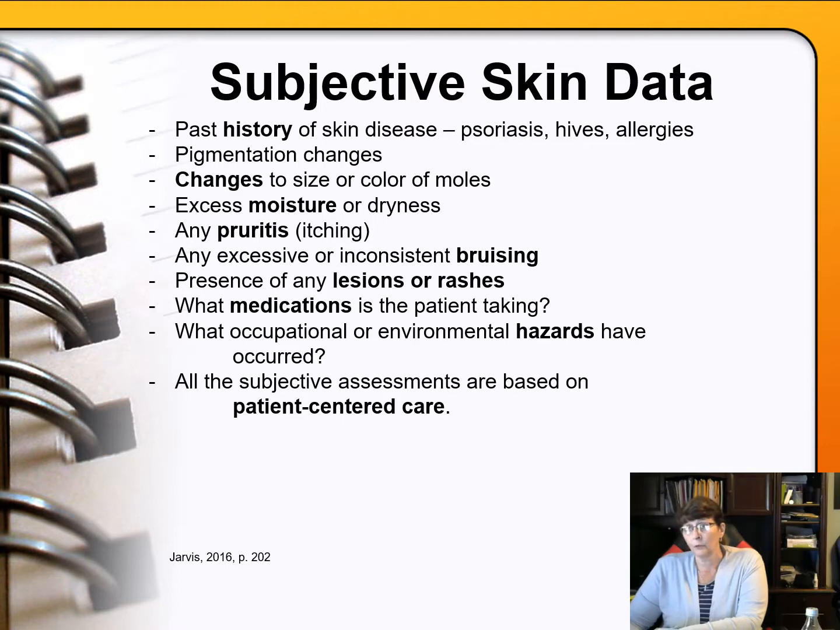Presence of any lesions or rashes. Are there any medications that the patient's taking that might be causing whatever we're seeing on their skin? What occupational or environmental hazards have occurred? That could be exposure to sunlight, it could be exposure to chemicals, and so on. All the subjective assessments that we're going to find, they're going to be based on our patient-centric care.